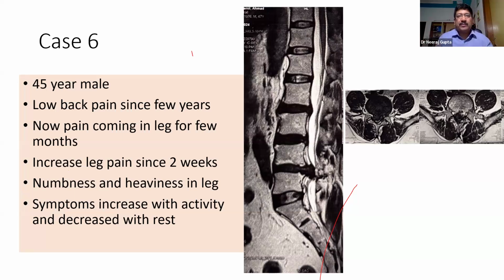It's not that doing an open discectomy is wrong, or open surgery is wrong. No, open surgeries can be done. Open discectomies, open spinal surgeries, everything, all options are good. The only thing is now we have moved ahead.